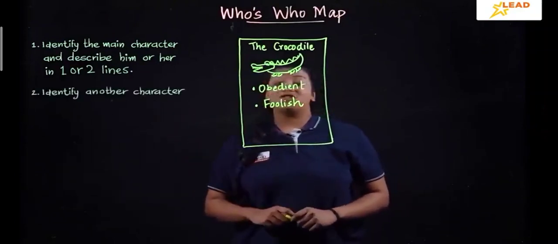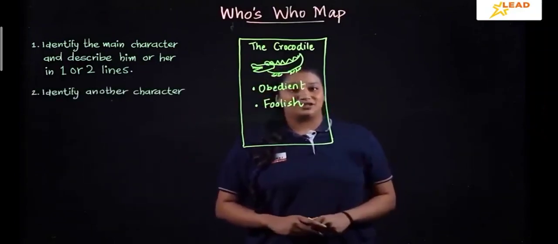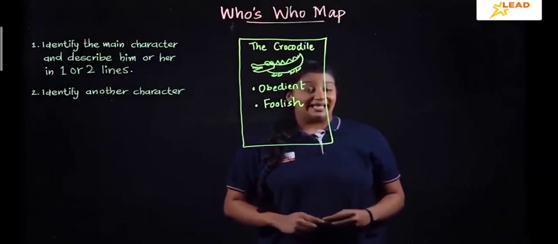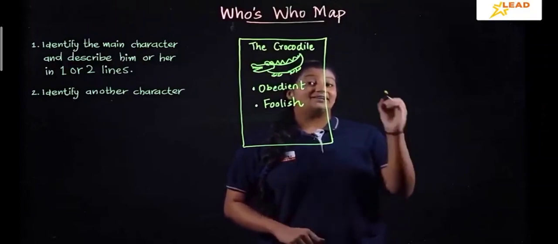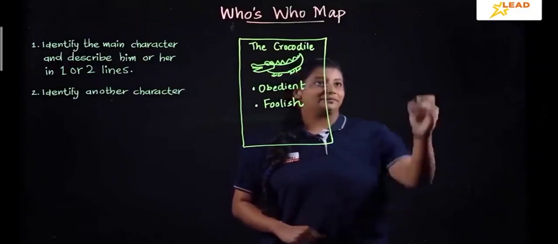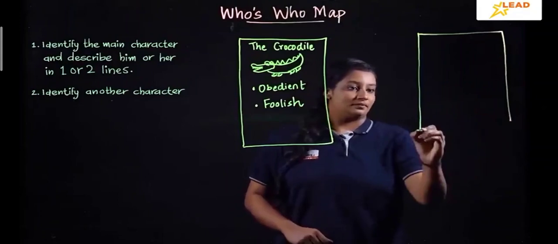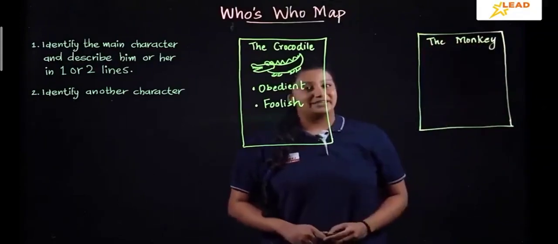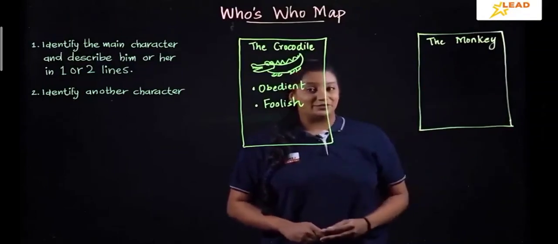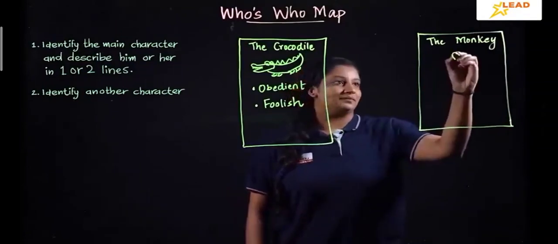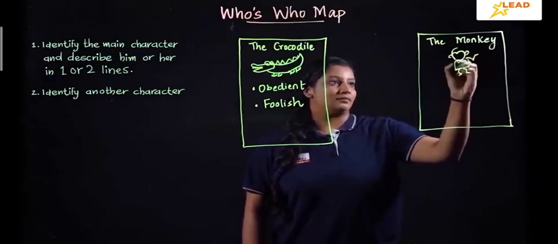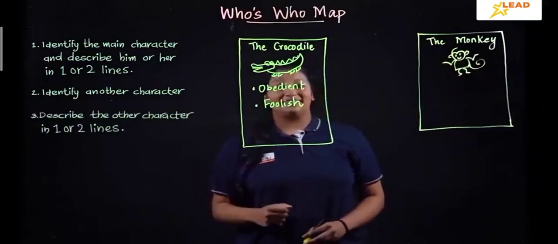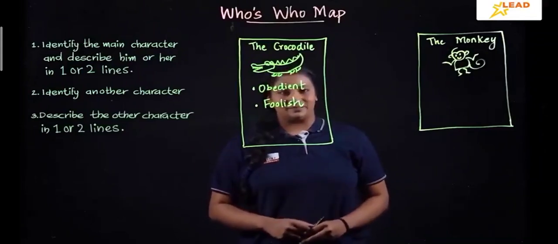The second step is to identify another character in the story. Another character in this story is the monkey. Again, I'm going to draw a box and write the title The Monkey here. Similarly, we can make a small drawing here too to represent the character. The third step is to describe the character in about 1 or 2 lines.